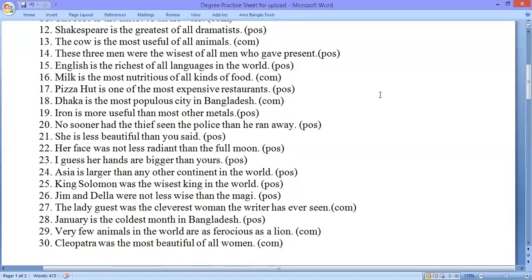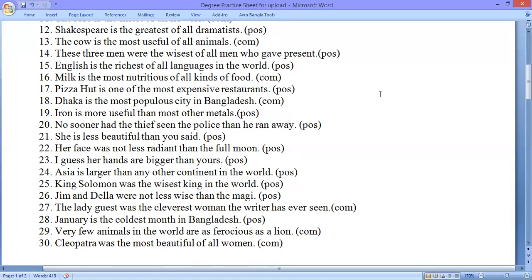Okay, this is question number 19. Iron is more useful than most other metals. We shall have to make this positive. So if we want to make this positive, we shall have to write like this: Very few metals are so useful as iron. I'm repeating, very few metals are so useful as iron.